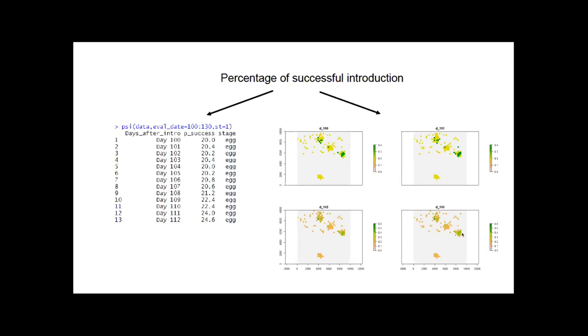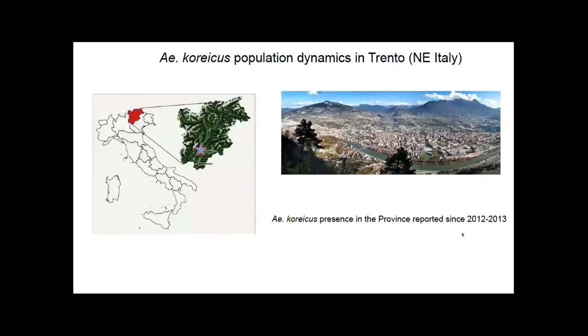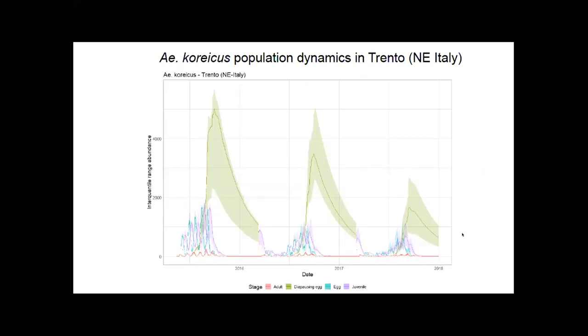To give you an example of how the model works, I have simulated the population dynamics of Aedes koreicus in Trento. Trento is a city in the northeast of Italy, in the middle of the Dolomites, where Aedes koreicus has been reported since 2012-2013. I simulated the population with a weather station time series from the spring of 2015 till the end of 2018. I don't know if you can see something, but basically our model correctly predicts the overwintering of the mosquitoes in Trento, as we have observed in reality. And the overwintering is supported by the production of diapausing eggs, which was our assumption.